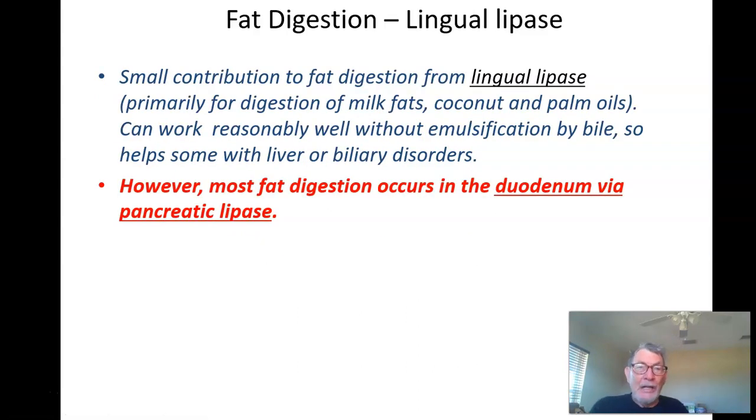A little bit of lingual lipase. Milk fats, coconut and palm oils. It can help if you have deficiencies in your other lipases. But for the most part, you can forget about that. From our point of view, fat digestion really takes place in the intestine with pancreatic lipase, in the duodenum. It's strong. It's going to do the job. And that's where bile is, where it can help you to digest your fats.